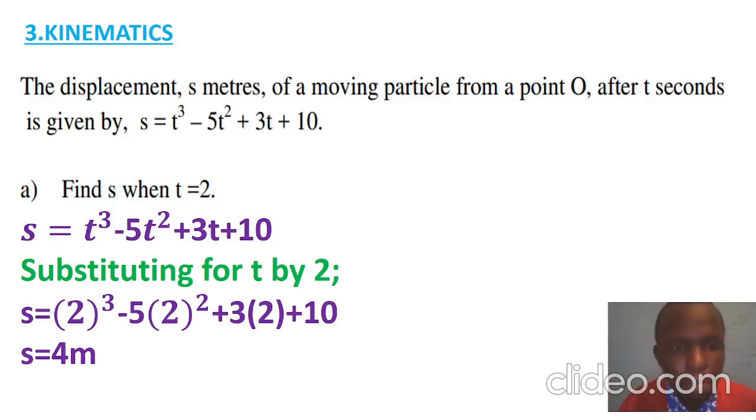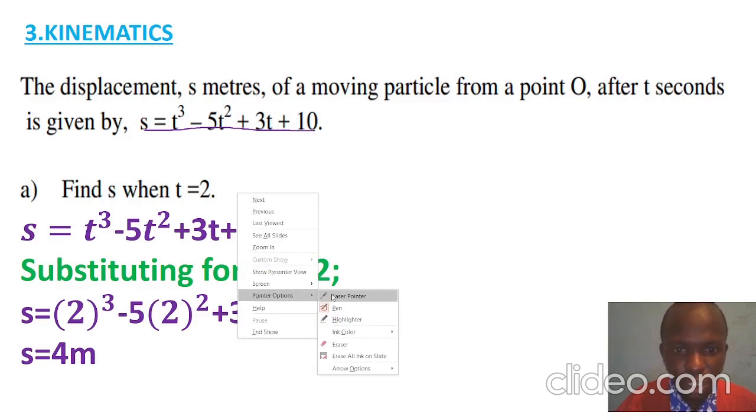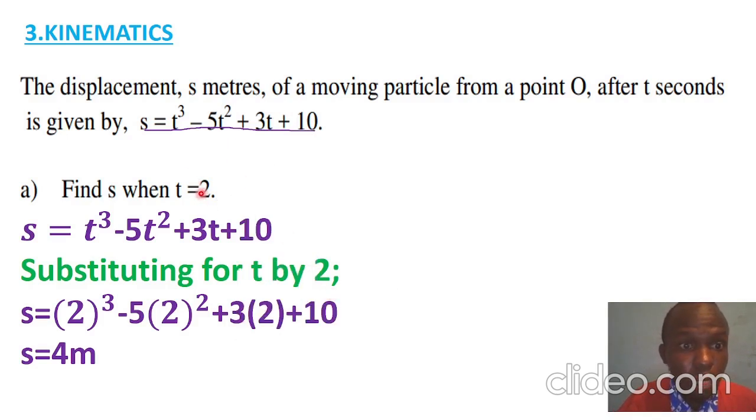Our function here in this case is s is equal to t cubed minus 5t squared plus 3t plus 10. So that is our original function. What we are asked is to find s when t is equal to 2. In other words, we are just going to substitute. This one is simple. We're just going to substitute the value of t with the 2. So just a simple substitution.